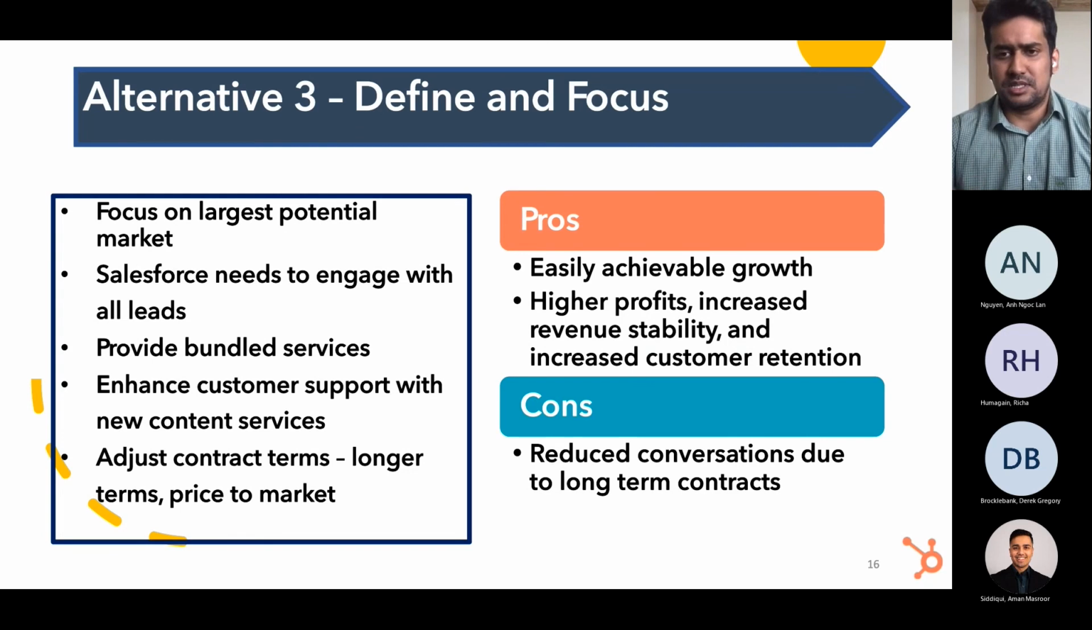A small con with this alternative would be we may see reduced conversion due to the longer term contract, because early owner customers expect flexibility. Also, we may lose 30 to 40% of the market because we are completely focusing on owner onlys instead of marketer marries. So now that we have analyzed three alternative plans and discussed their pros and cons, over to Derek for final recommendations and the plan of action.